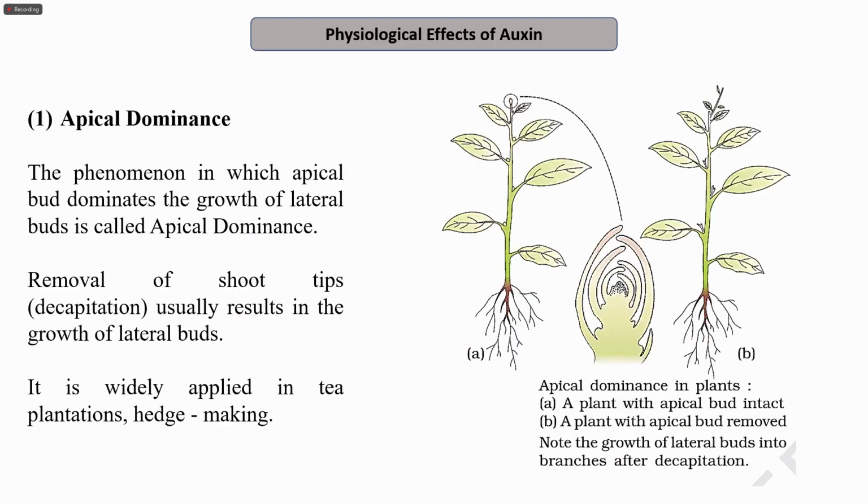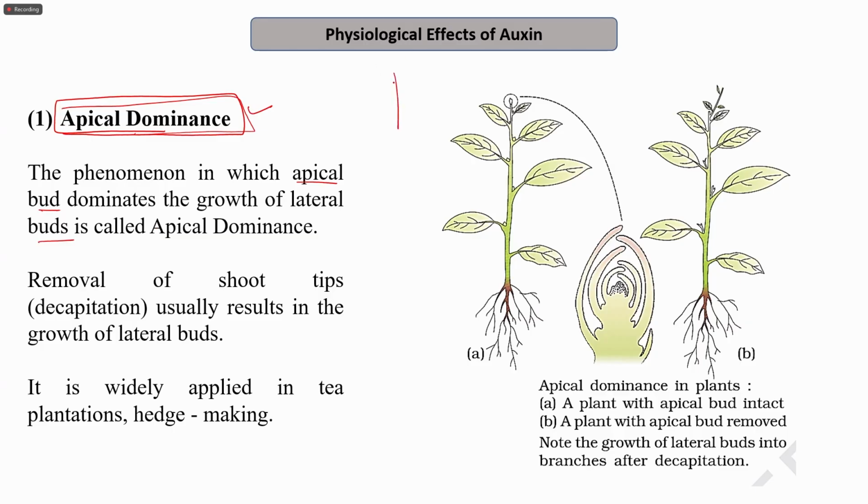One of the very important effects. So now we will learn about the physiological effects of auxin. One of the very important effects of auxin is apical dominance. This is one of the very important physiological effects of auxin. What actually is apical dominance? It is a phenomenon in which the apical bud dominates the growth of the lateral bud.